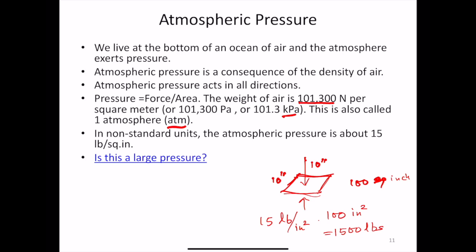You have the same 1500 pounds of force acting from the other side. And since you have the same force acting from both directions, the net force on this is zero, and so we don't notice it. Okay, so that is what I meant when I said that we don't ever notice the atmospheric pressure, just because the atmospheric pressure is everywhere around us, right? So it's only when the pressure becomes different from atmospheric that we begin to notice it.